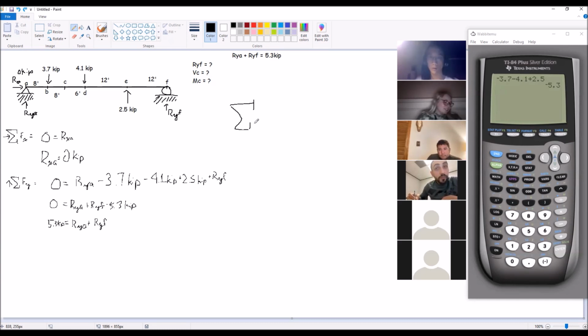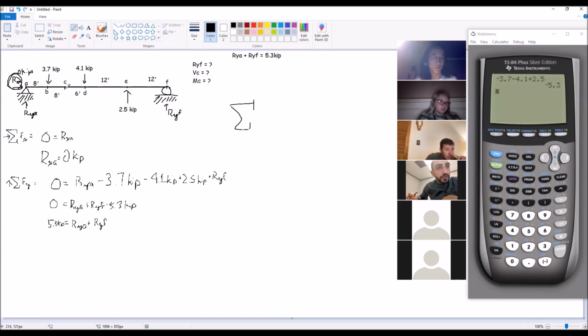All right, so let's just go over that real quick. So at A, how many forces are pointing at A? Two. Two forces are pointing at A. How many forces are pointing at F? One, RYF. What about this one?